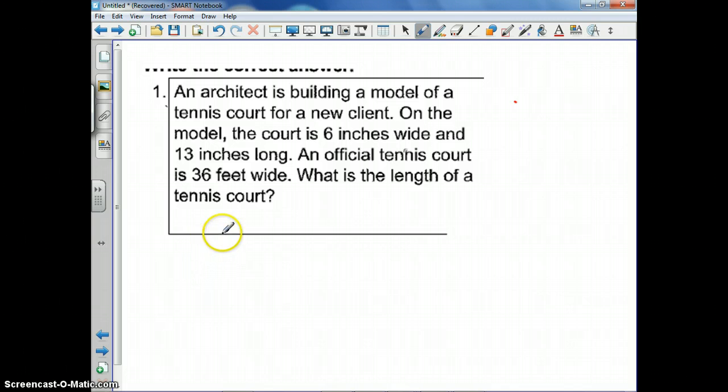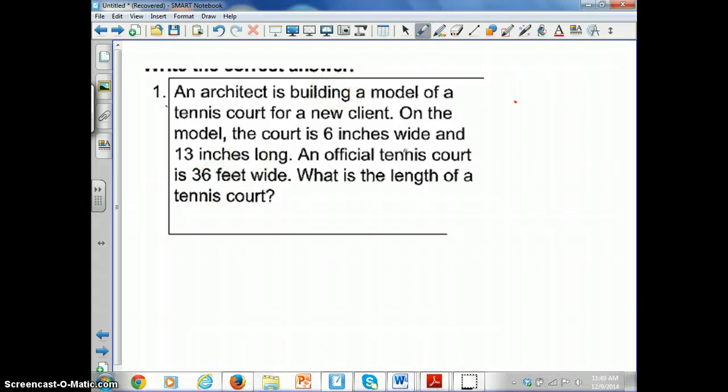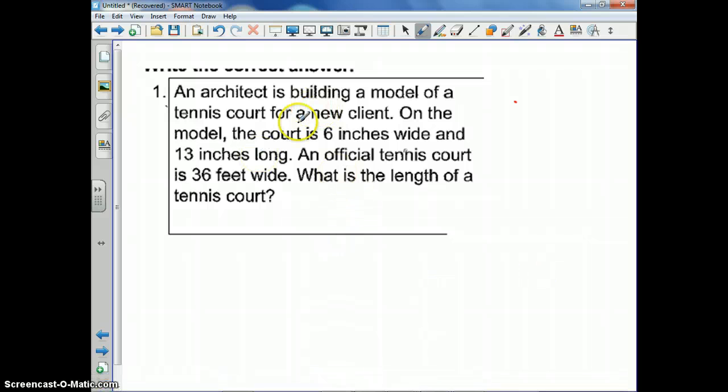So it says an architect is building a model of a tennis court for a new client. On the model, the court is 6 inches wide by 13 long. So what I would suggest at this point is you take just a few seconds to... When I see it talking about a shape, in this case a tennis court, I want to draw that shape. So go ahead and draw that. Now what shape would a tennis court be? Yeah, a tennis court's going to be a sort of rectangle shape.